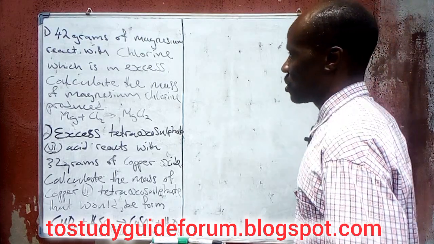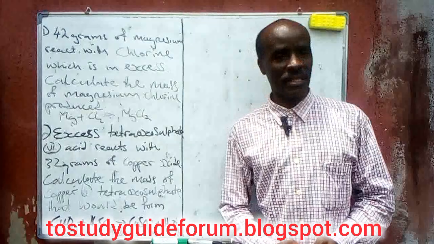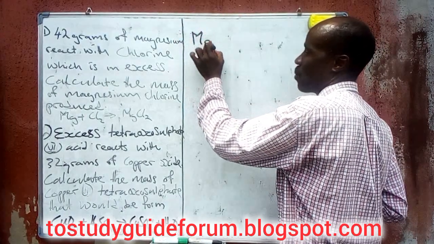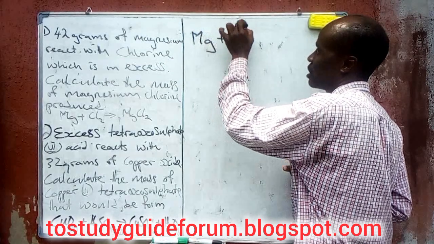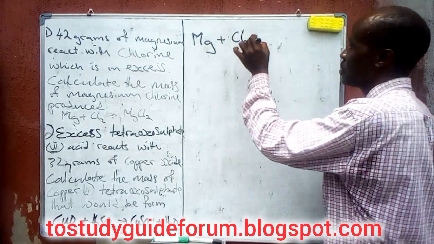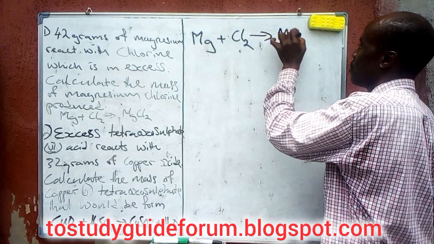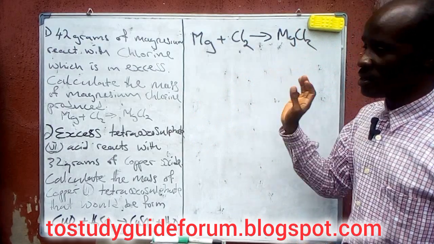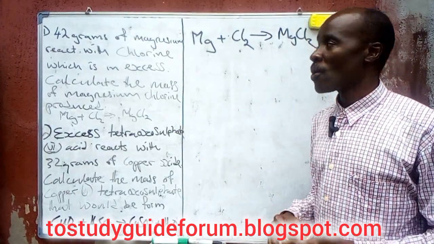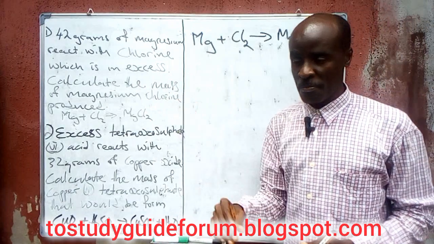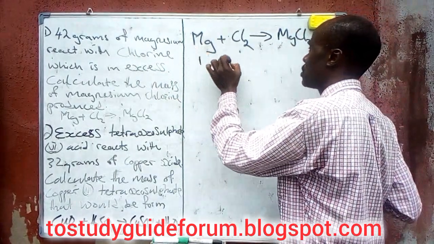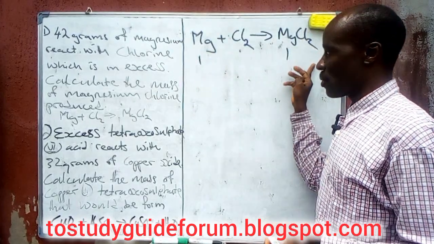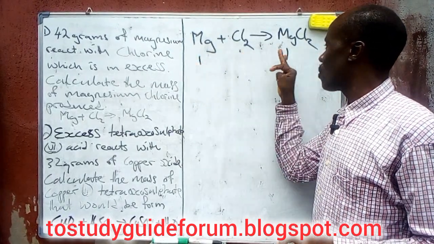In every balanced chemical equation, there are basic things you will find out from that equation. For example, what we have here is magnesium reacting with chlorine to give us magnesium chloride. From this chemical equation, there are two things we can find out in regards to what we are going to be solving. One of them is the mole relationship between these compounds, magnesium and magnesium chloride. You can see that they have 1 mole and 1 mole.